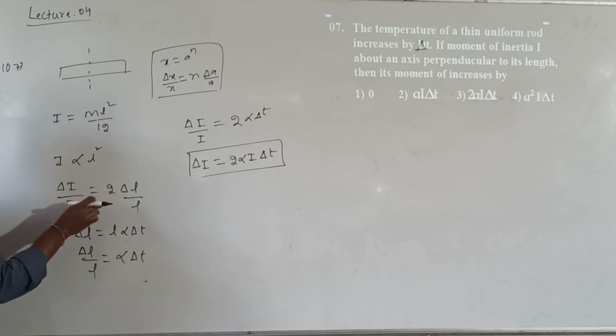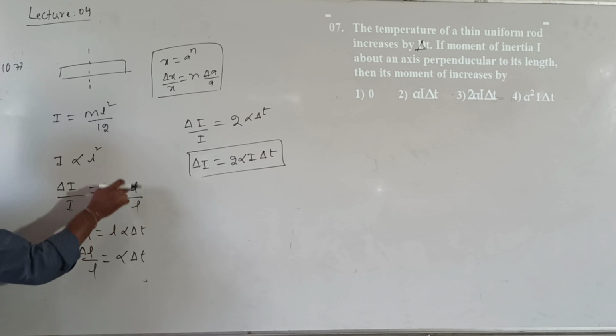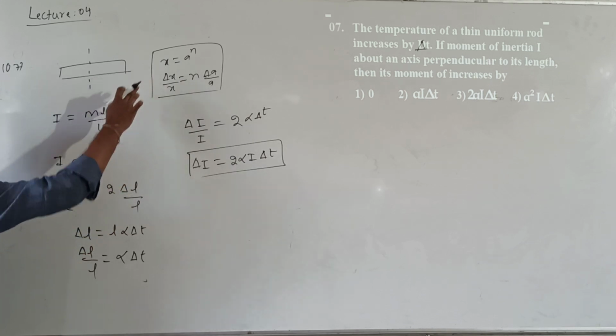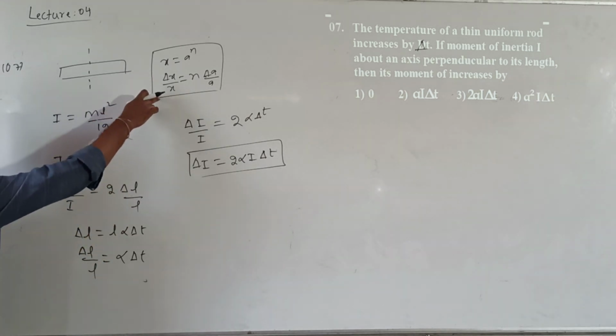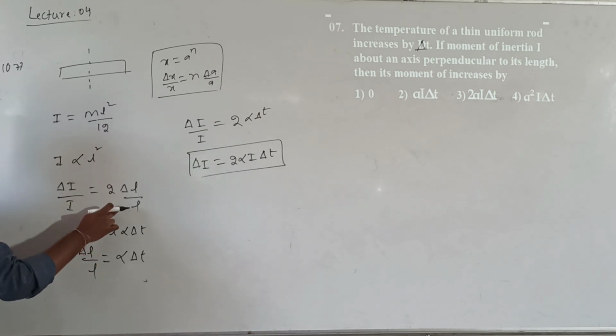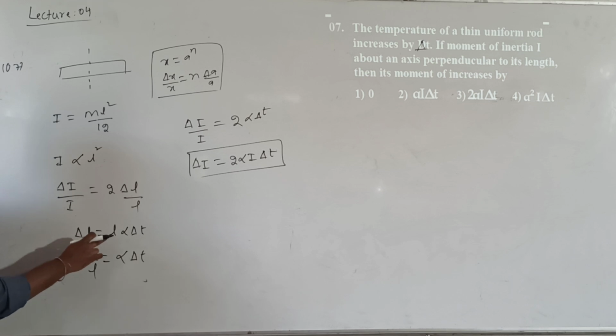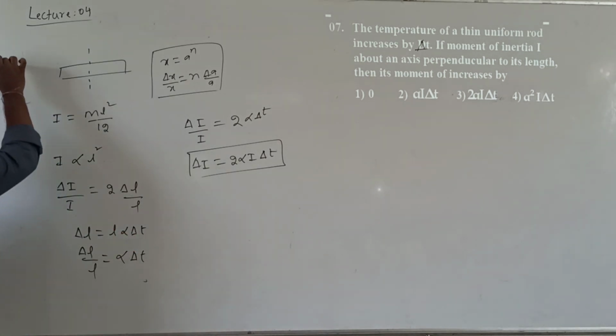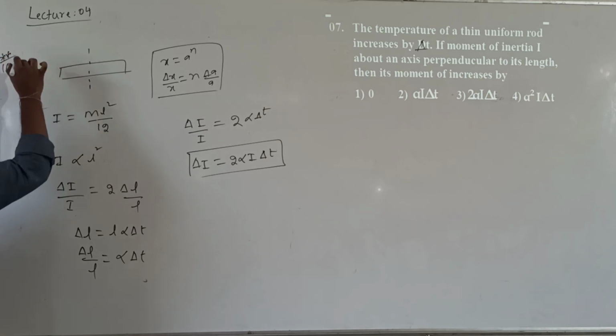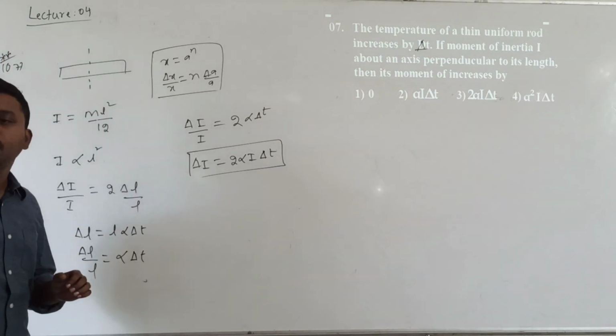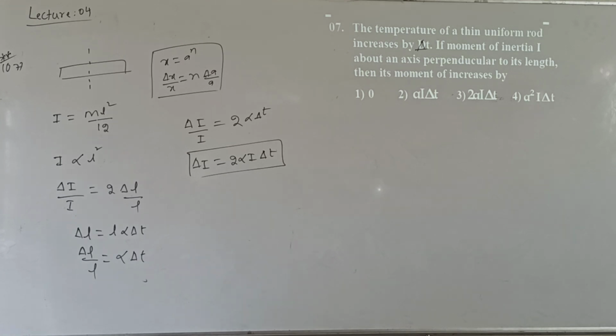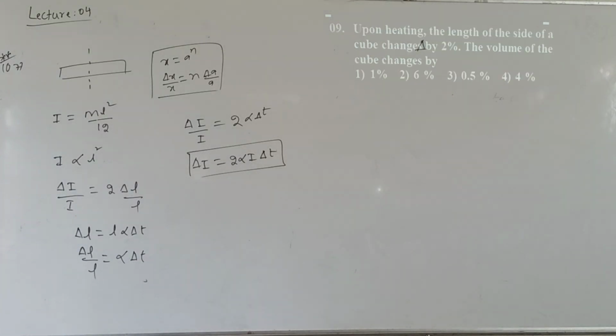Delta I by I is given by 2 into delta L by L, using the relation x is equal to a power n, then delta x by x is equal to n into delta a by a. Then delta L is equal to L into alpha into delta T. Important question. So this is the change in the moment of inertia whenever temperature increases. Question understood? That is question number 7.